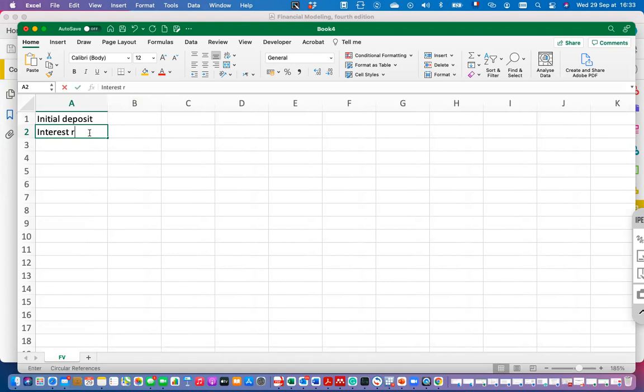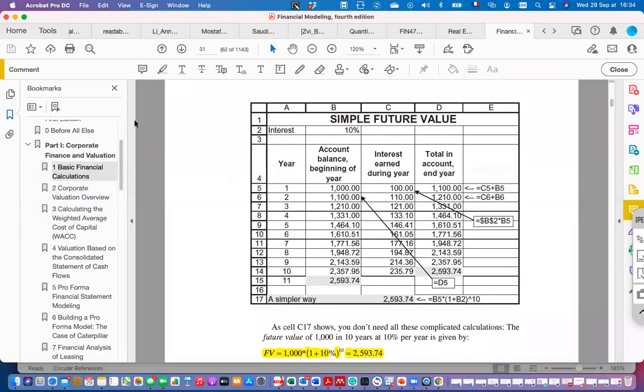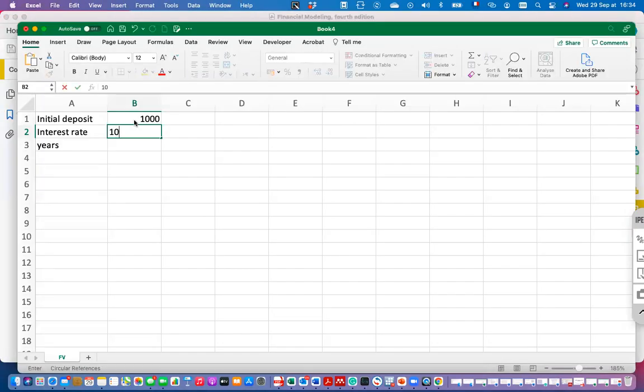I have an interest rate and years. So I have $1,000 of deposit, an interest rate of 10%, and 10 years. I have to pay attention, guys. Sometimes they will give you an annual interest rate and ask you to build the table for future value with monthly interest. So in such case, you have to adjust your interest rate.